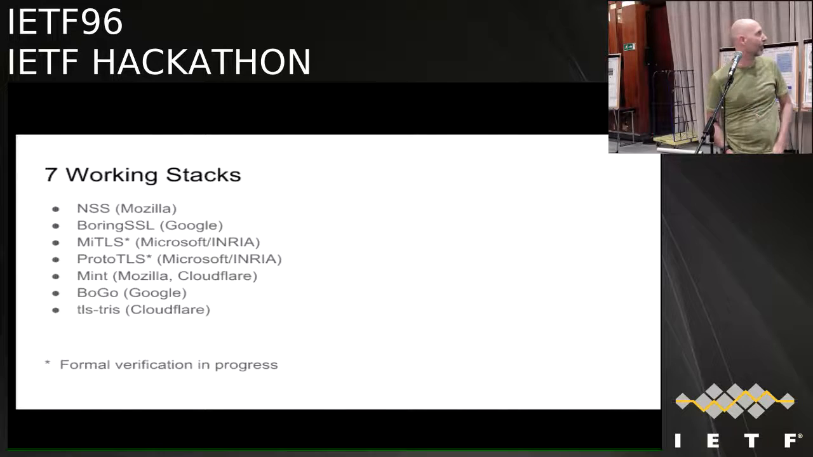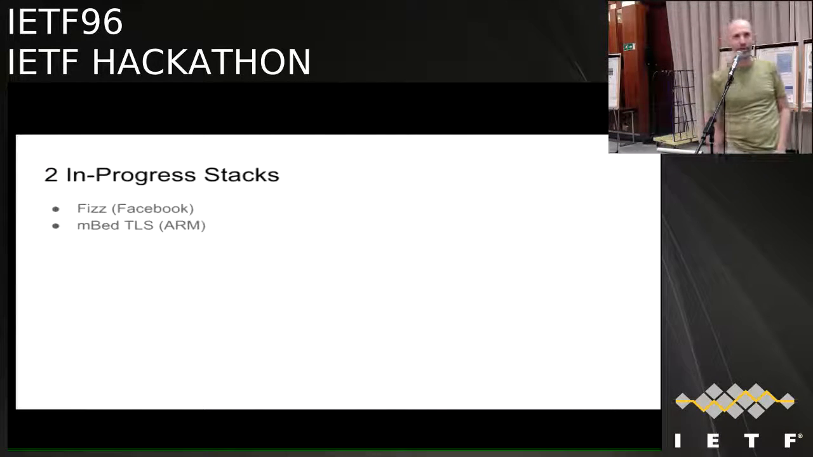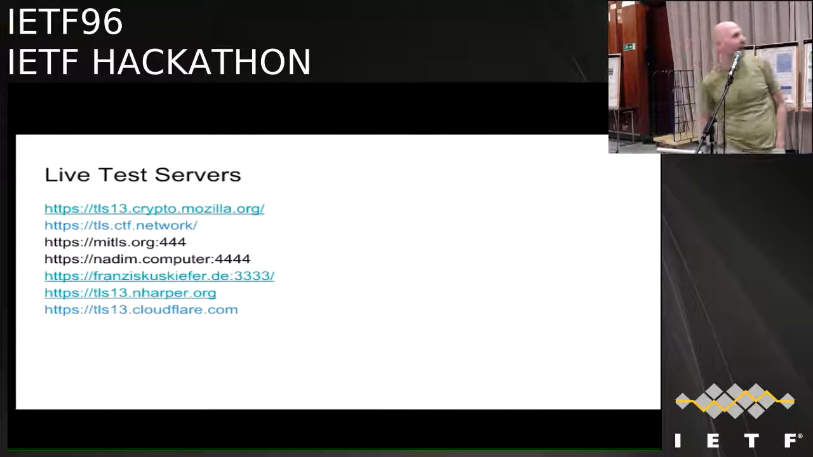And there are a bunch that are either BoGo, which is Google's testing one that exploits a lot of problems people find in their stacks, and then 2 verifiable implementations from Microsoft and INRIA. We also have 2 in-progress stacks from Facebook and ARM. And a pile of servers, which you could go and test yourself if you had your own TLS 1.3 implementation. Some of this we had coming in. A lot of it we did here.